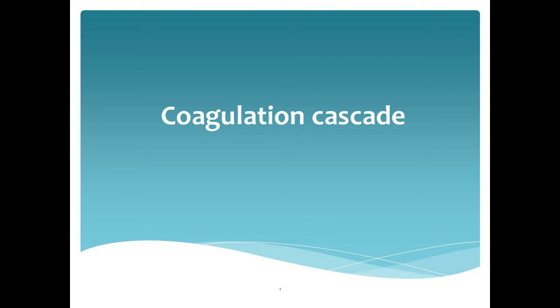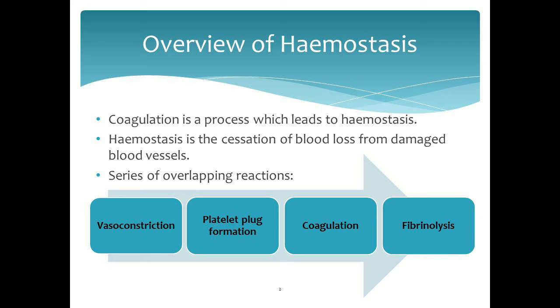Coagulation cascade. Overview of hemostasis. Coagulation is a process which leads to hemostasis. Hemostasis is the cessation of blood loss from damaged blood vessels. It is a series of overlapping reactions: vasoconstriction, platelet plug formation, coagulation, and fibrinolysis.